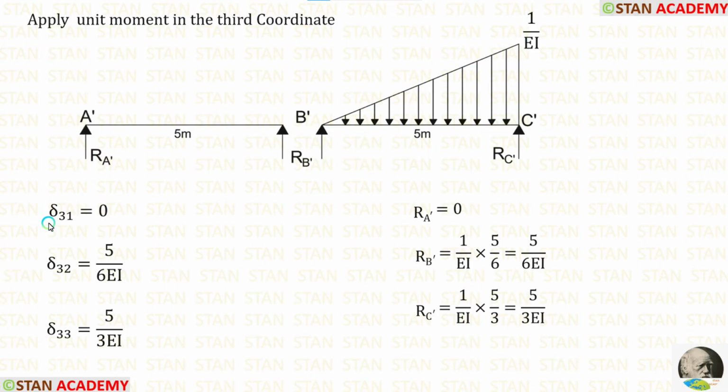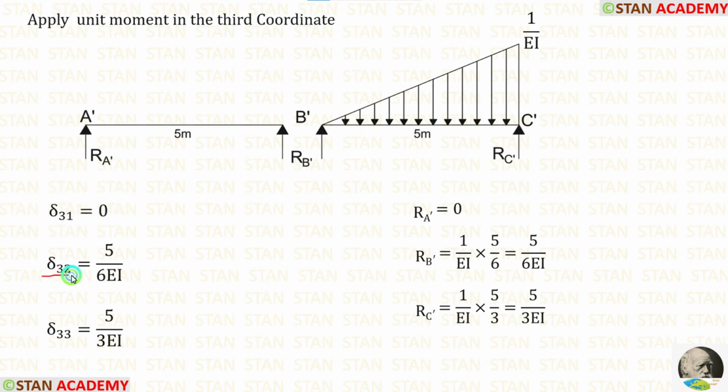Now let us calculate delta 31. For that, we have to find RA dash. RA dash will be 0 because in this beam there is no load. So delta 31 is equal to 0.